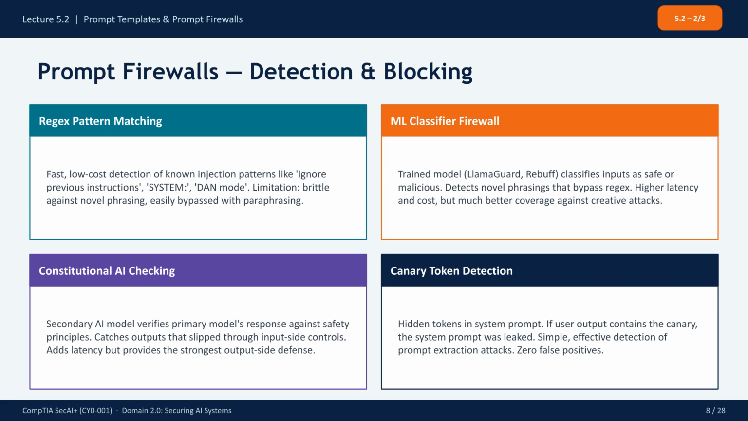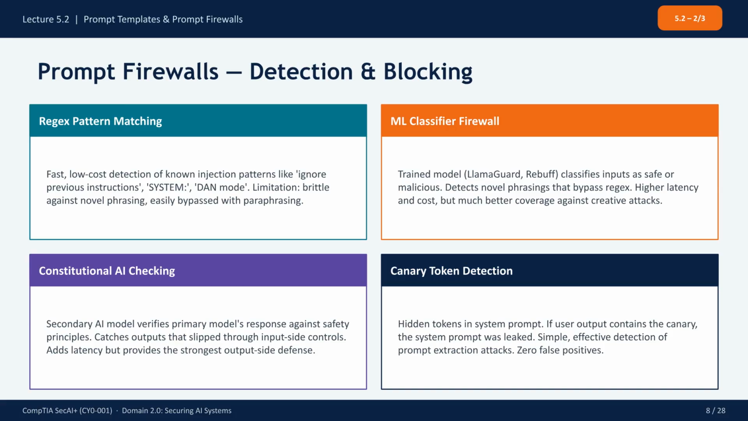Third, constitutional AI checking. This is unique because it operates on the output side. A secondary AI model reviews the primary model's response against a set of safety principles. If the response violates any principle, it is blocked or modified before reaching the user. This catches attacks that made it through all input-side controls.